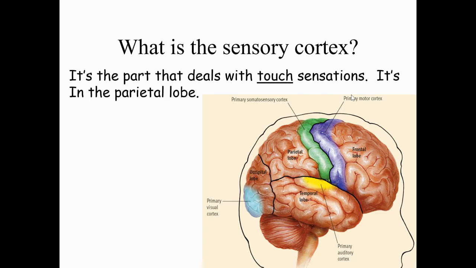So if I were to get slapped on my left arm, then I would feel that in my somatosensory cortex. Okay? If I were to get a sunburn, I would feel the pain in my somatosensory cortex. Okay? That is in the parietal lobe.